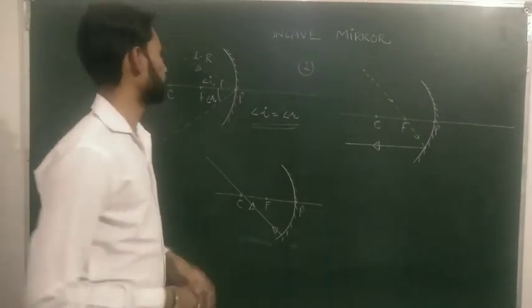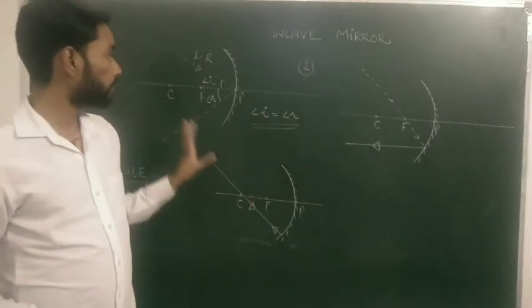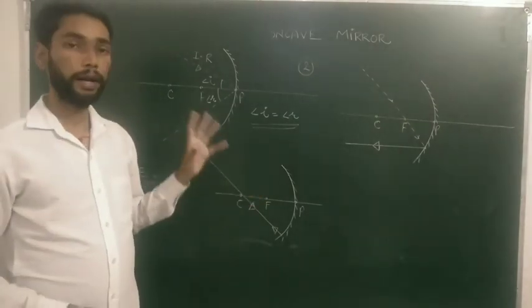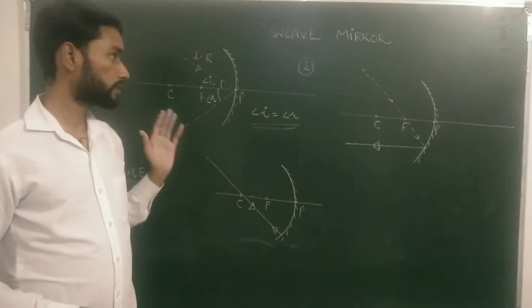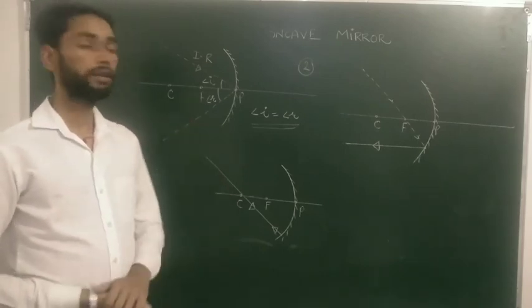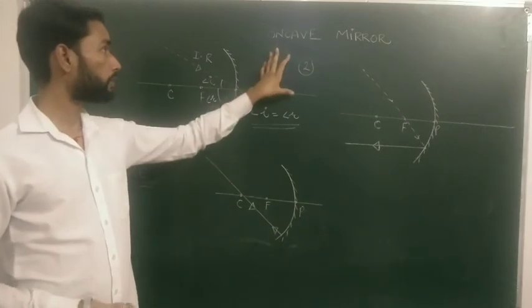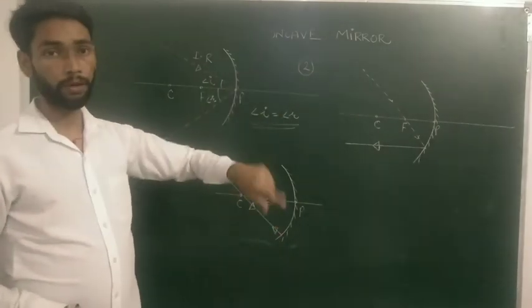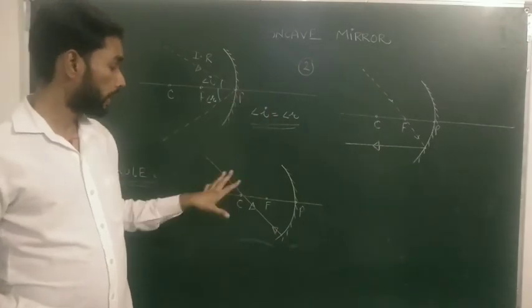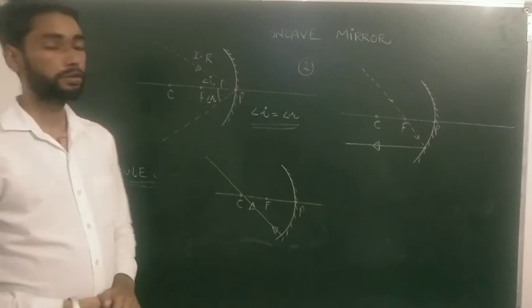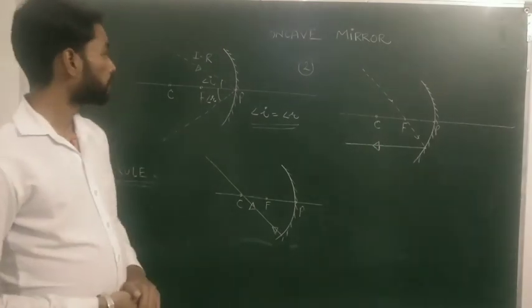So today we discussed this type of image formation of the concave mirror, and we studied what a spherical mirror is and the two types of spherical mirror, concave and convex. The concave mirror is also called a converging mirror, and the convex mirror is also called a diverging mirror. So thank you students.